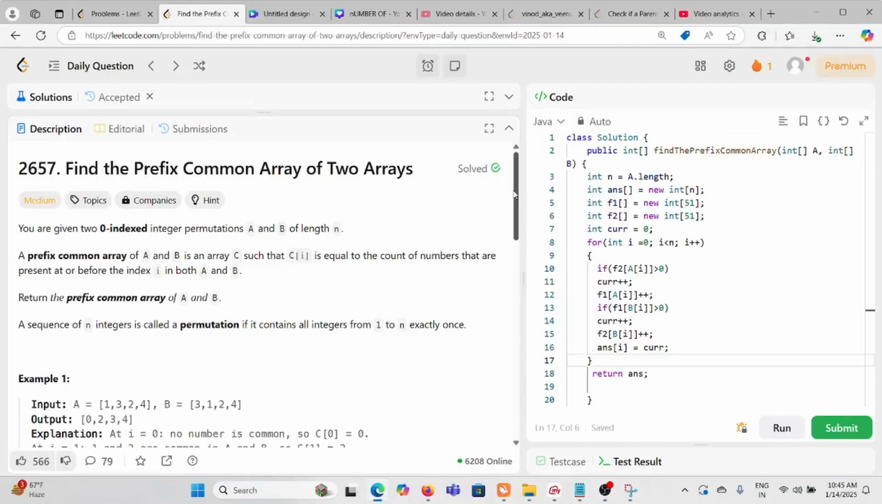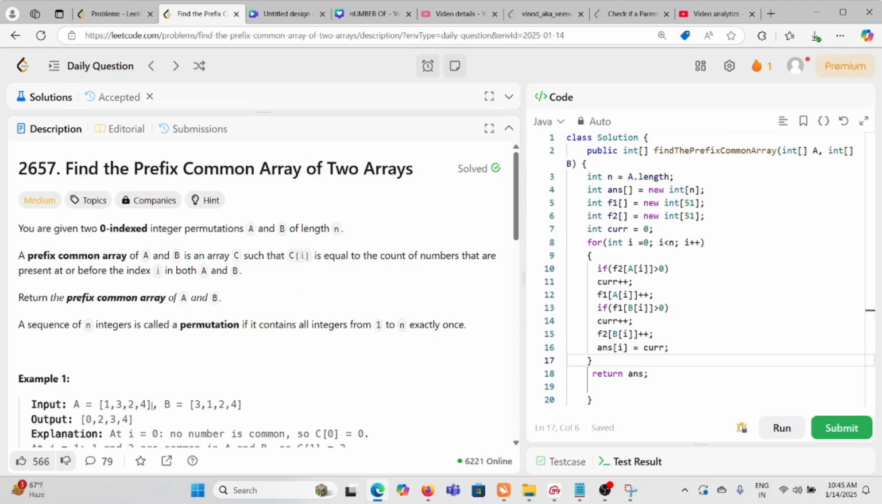Hello guys, so today we are solving find the prefix common array of two arrays. You're given two zero indexed integer permutations A and B of length n. Permutation means if the length is n, then we have the numbers starting from 1 till n exactly once.